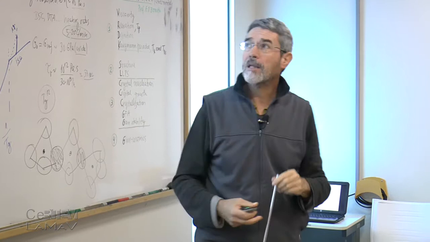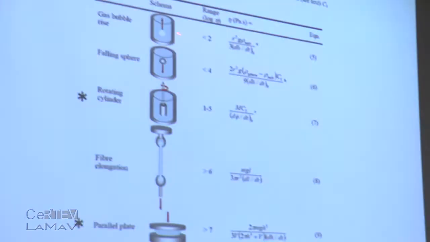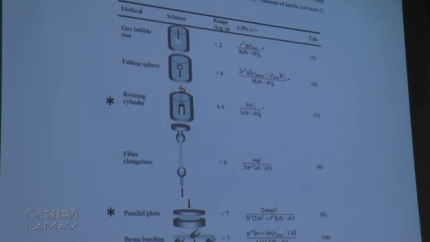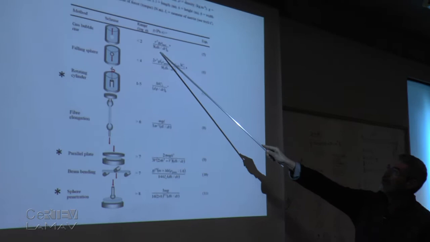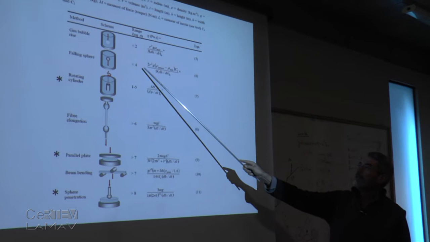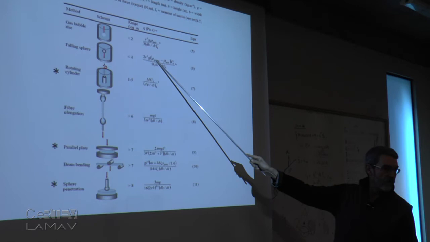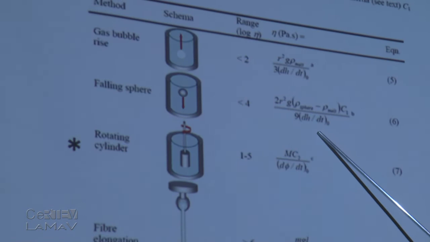As I said, you can even look at how long it takes for a bubble to rise to the surface. If you know the radius of the bubble, the density of the glass, and if you can measure dH/dT, which is the velocity of bubble rise, then you can calculate the viscosity. Or falling sphere. The radius of the sphere is known, the density of the sphere is known, the density of the glass you can measure. If you measure again the velocity of sinking, the viscosity is always inversely proportional to this velocity, and so on.